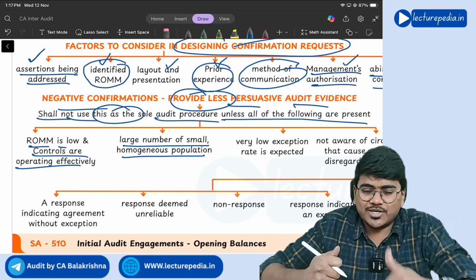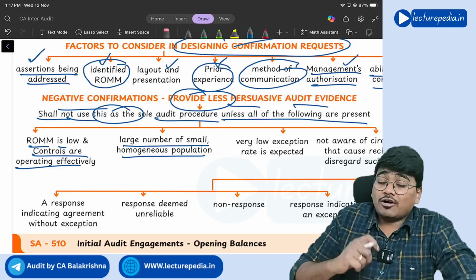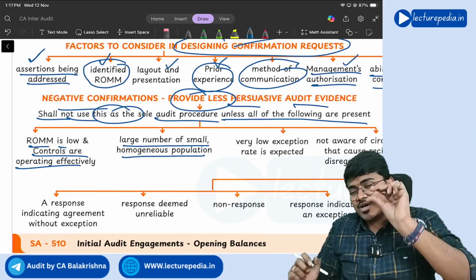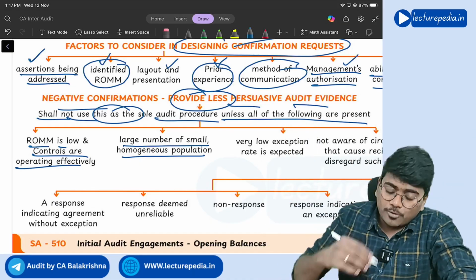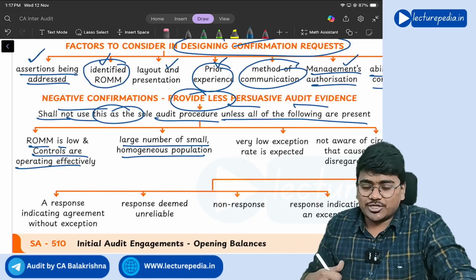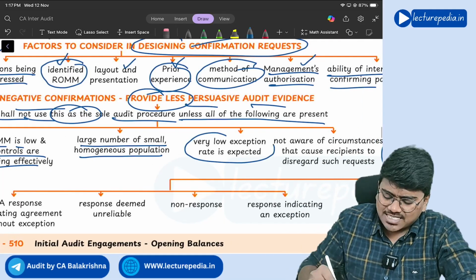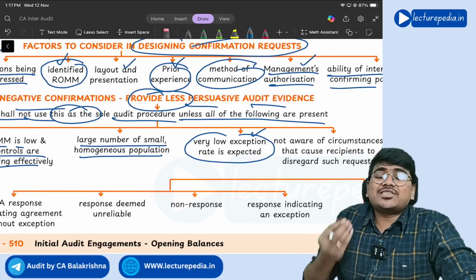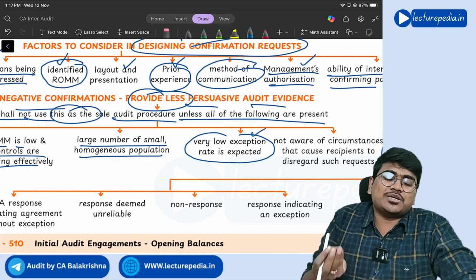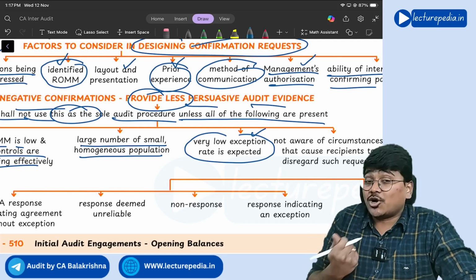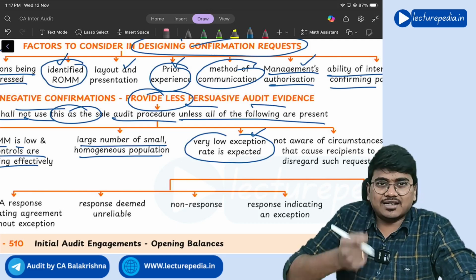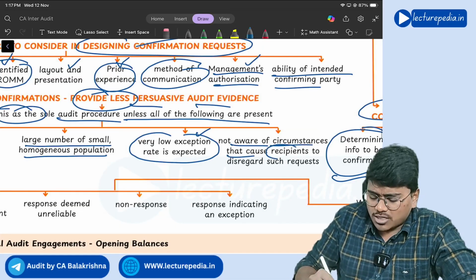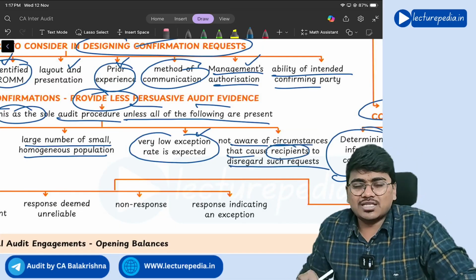So in this situation also, where the number of debtors or the number of items are more and the value is small, in that situation also you can use negative confirmation request. Next, very low exception rate is expected. Exception rate means misstatements. If the number of misstatements expected is very low, then also you can use the negative confirmation request.